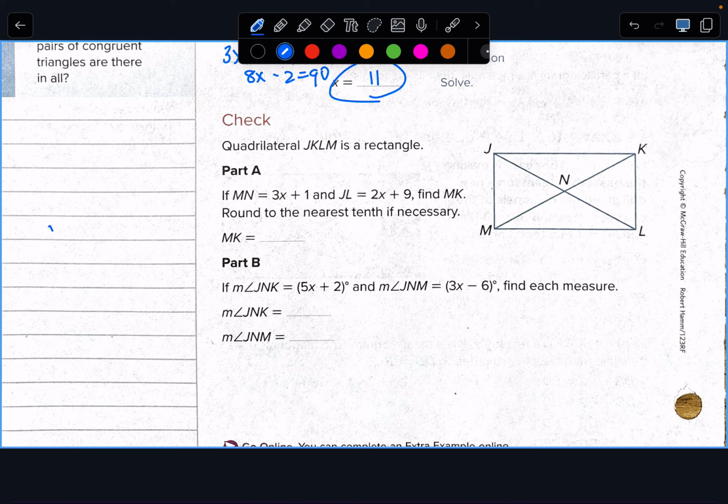For X? I'm just overhearing that X is 7/4. Some people are agreeing and some people are panicking. X is 7/4, like 1.75. Did you double MN to set it equal to JL? So do you have 6x plus 2 equals 2x plus 9? So you have 4x equals 7?